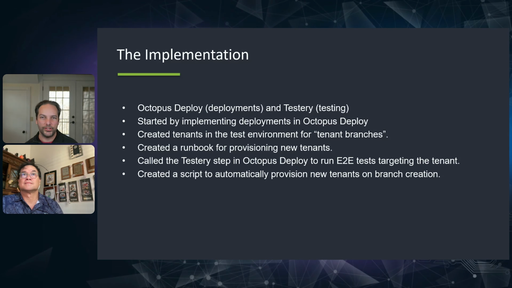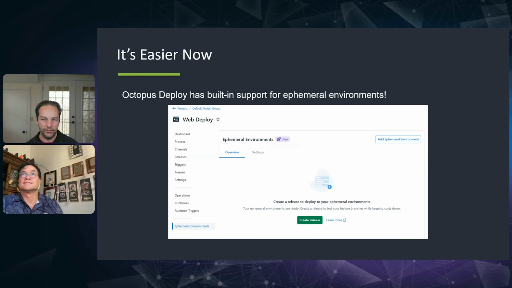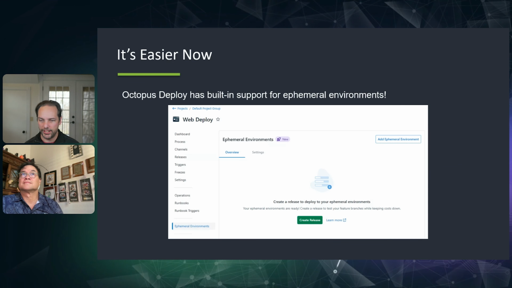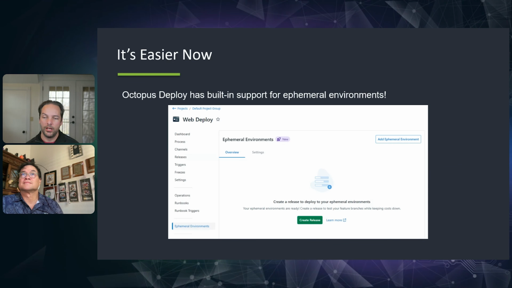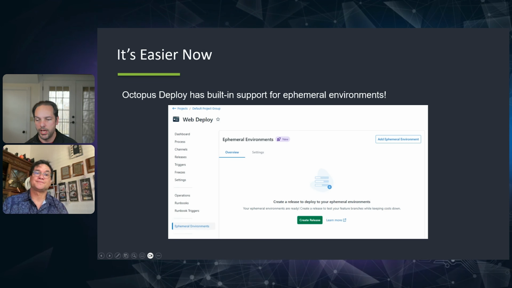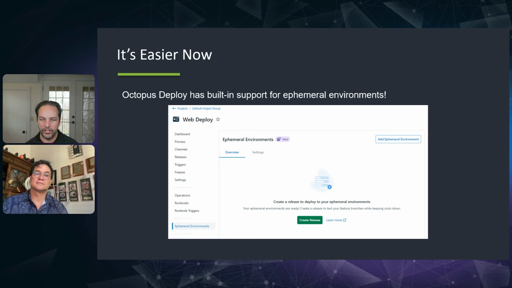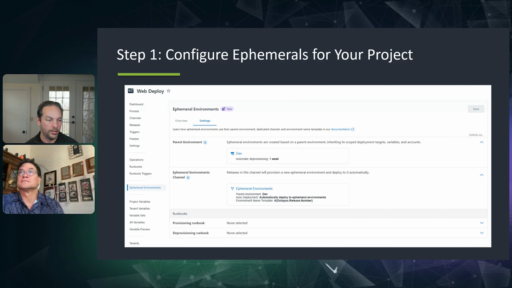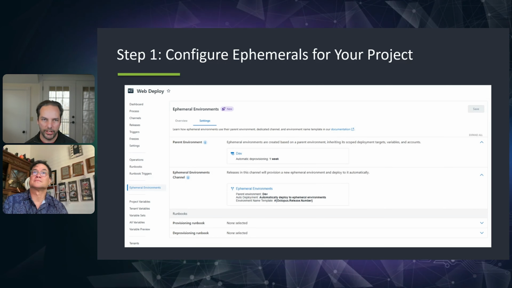And so this is where Octopus Deploy's new feature comes in, which is really nice. We just heard that it's a first-class citizen in the platform. Well, it is. If you go into your project now, you'll see it says ephemeral environments, and you can go in and set this up. And what this gives you the opportunity to do is when you define an ephemeral environment, you can say you want to base it on a parent environment. So that's probably going to be your development environment, but it's up to you.